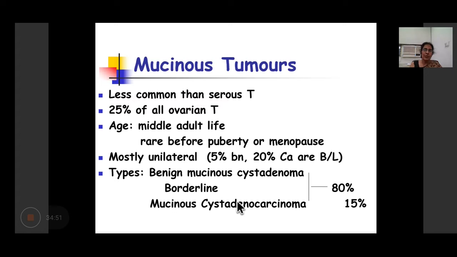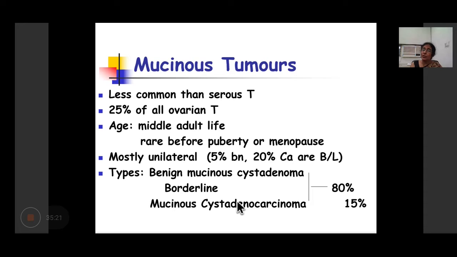So coming on to the mucinous tumors, as I have told you, the lining epithelium will resemble the endocervical tall columnar mucin secreting epithelium. They are less common than serous tumors, but still form 25% of all ovarian tumors. Usually occur in middle adult life and are rare before puberty or after menopause. Only 20% of the carcinomas are bilateral, in contrast to serous tumors in which 66% were bilateral.